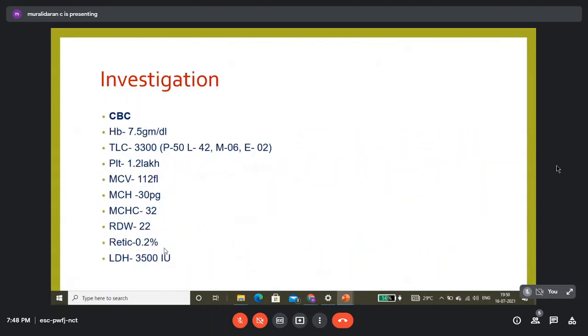The basic CBC showed Hb 7.5 grams, WBC around 3,300 with a normal differential count, and platelets 1.2 lakh. MCV is 112, MCH 30 picogram, MCHC 32, RDW 22, retic is 0.2%, and LDH is raised, which is 3,500.